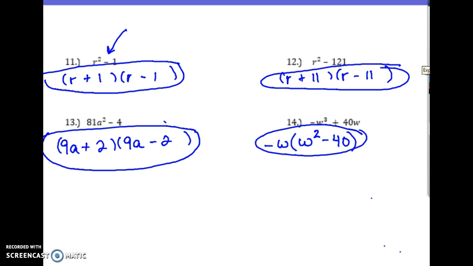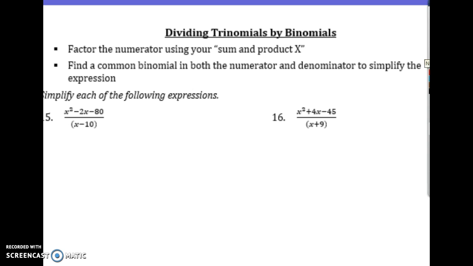Okay, so the second part that we're going to talk about today is dividing a trinomial by a binomial. What I want you to do is you don't want to just start dividing. You're not going to take x squared and divide by x. You're dividing the whole trinomial by x minus 10. So in order to do that, you need to first factor the numerator, and the denominator in case they're both trinomials, and then find any common binomials in both the numerator and denominator.